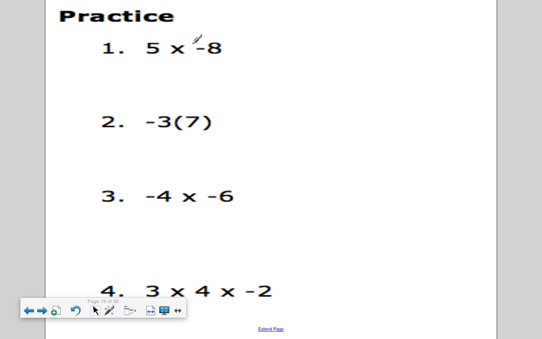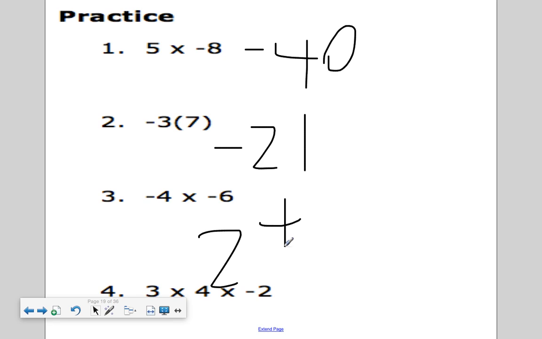So let's practice these. What's 5 times negative 8? Well, 5 times 8 is 40. 5 groups of negative 8, so negative 40. What's the opposite of 3 times 7? Opposite of 21 is negative 21. What's the opposite of 4 times negative 6? Or you can see it as, what's the opposite of a negative? Positive, so 4 times 6 is 24. 3 times 4 is 12. And what's 12 times negative 2? 12 groups of negative 2 would be negative 24.